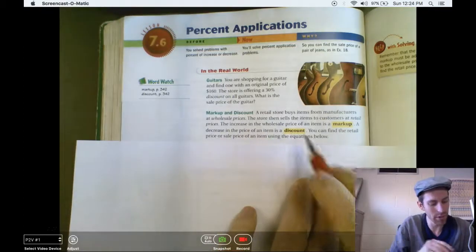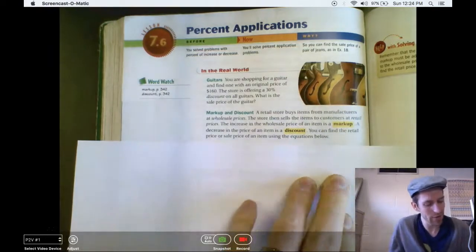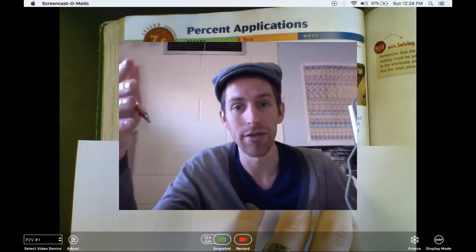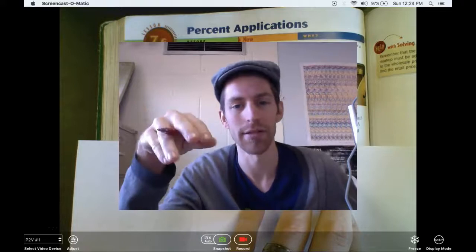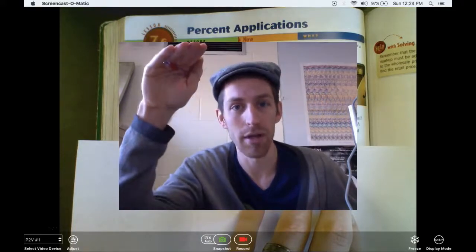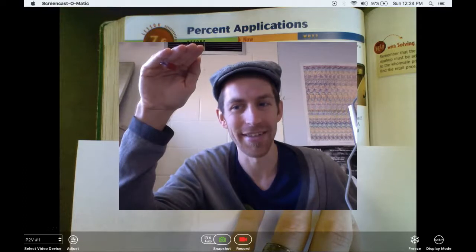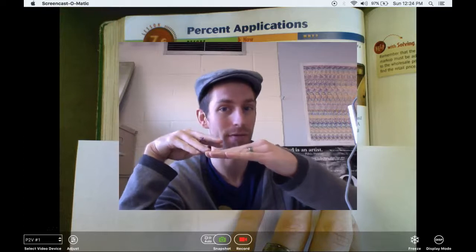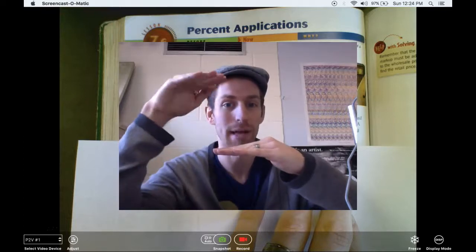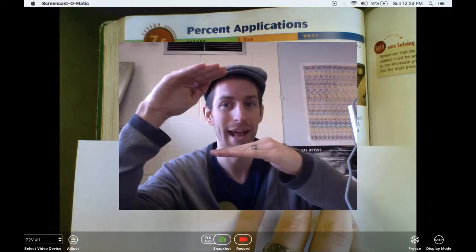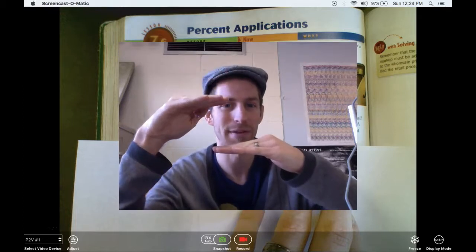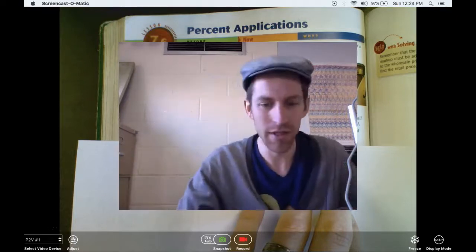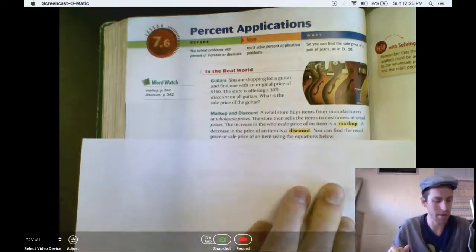The increase in the wholesale price of an item is a markup. A decrease in the price of an item is a discount. Now, often, stores, retail stores, meaning stores that you walk into and buy things at, they always mark their products up. And then, sometimes it'll go on sale, but let's say this is the wholesale. This is how much they bought it for. They'll do a markup so they can make money, so they can make a profit. And then if they put it on sale, they just make less profit. But they still make profit, right? So, yeah, basic business one-on-one right here.